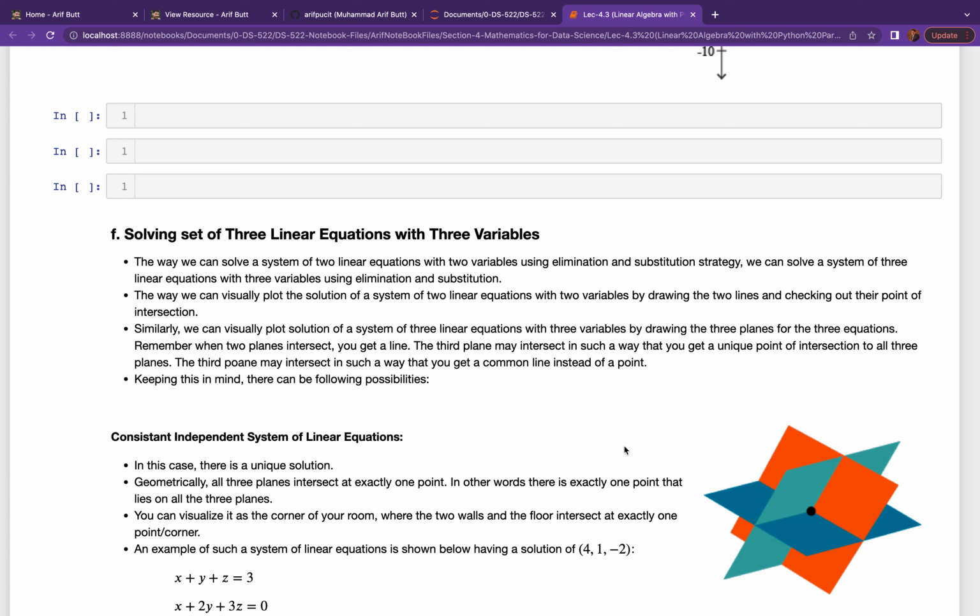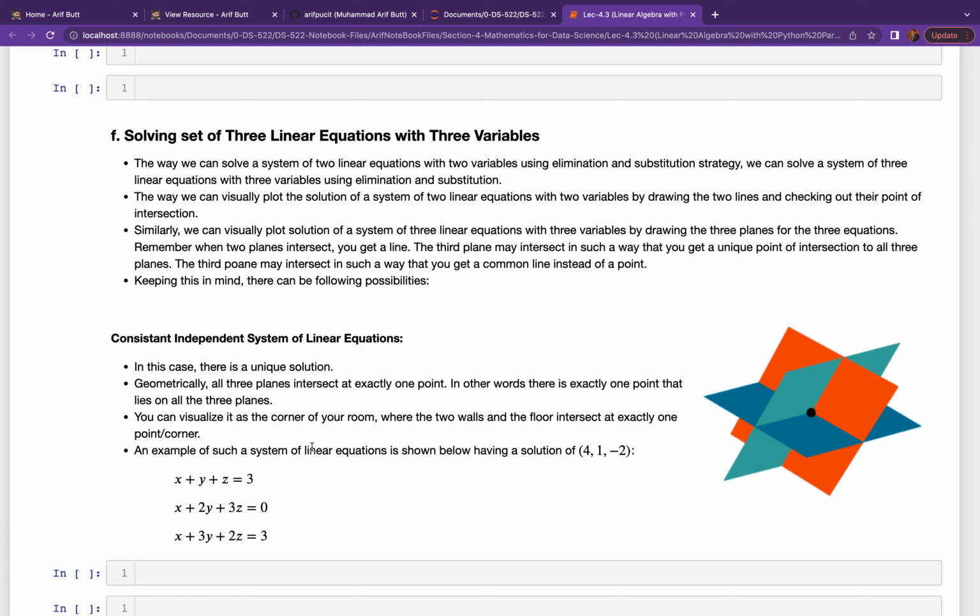But let me try describing this with the help of some images that I have taken from Wikipedia. And first of all, let me talk about the consistent independent system of linear equations. My dear friends, a consistent independent system of linear equations means there exists a unique solution. An example system of equations is shown over here with a unique solution of (4, 1, -2).